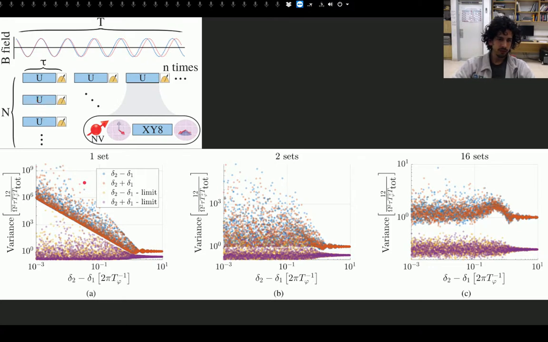So if we calculate this Cramér-Rao bound for just a single set of measurements, then we can see that the Cramér-Rao bound for the frequency difference and the frequency sum diverges as the frequency difference goes to 0.